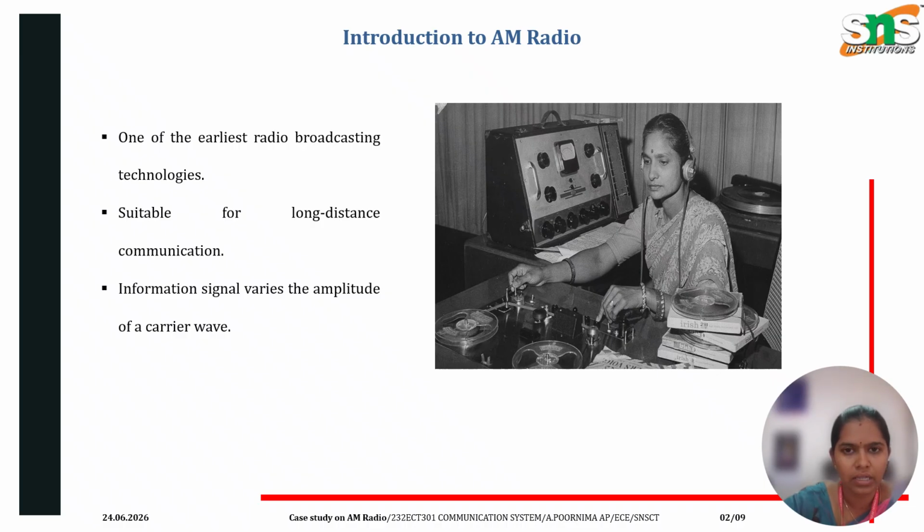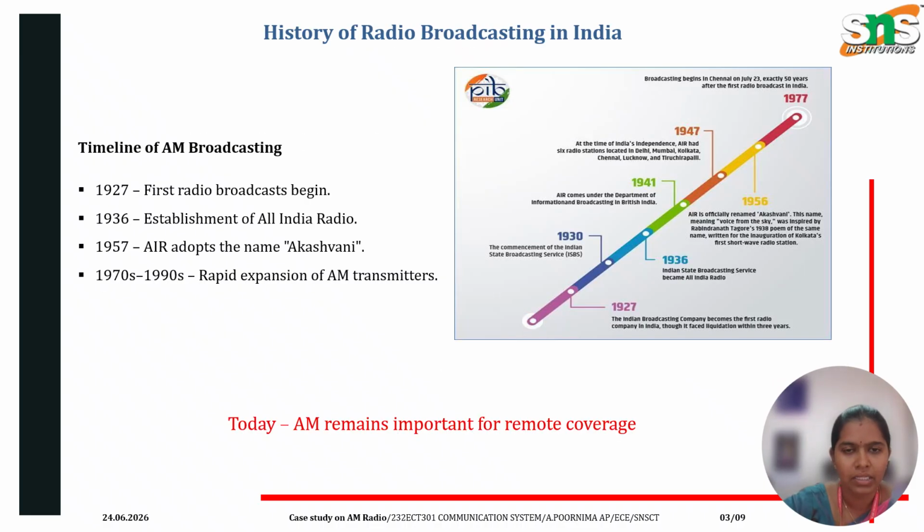And in AM radio broadcasting, our voice message alters the amplitude of the carrier signal. The carrier signal is nothing but a high frequency signal, which is being modulated by the message signal. And the history of radio broadcasting in India.